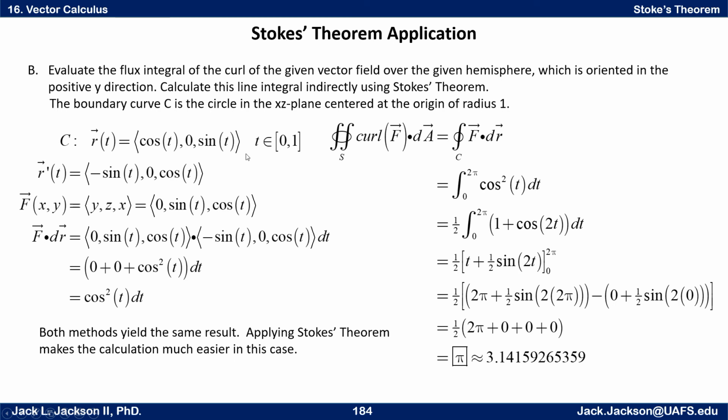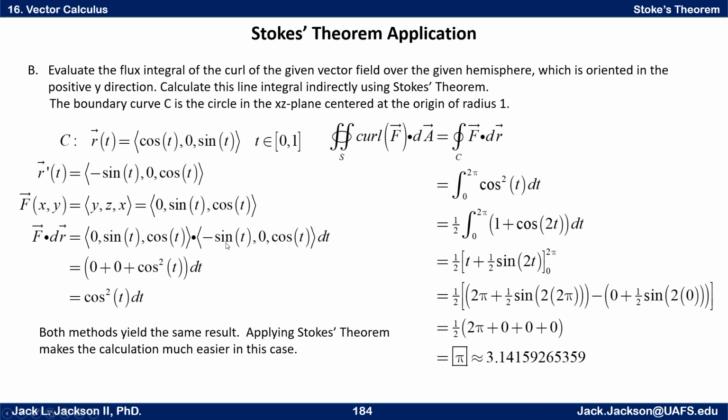Then it's just like we always parameterize a circle. x is cosine t, z is sine of t, if you're doing a circle like the unit circle in the xz plane. So when you do r prime of that, you get minus sine of t, 0, cosine of t. Our F of x, y, z is y, z, x. We can get it in terms of our parameter t. The y is 0, so that's easy. The z is going to be sine of t, and the x is going to be cosine t. So substitute those in. Then you do F dot dr. It's just this F dot this r prime with the dt.